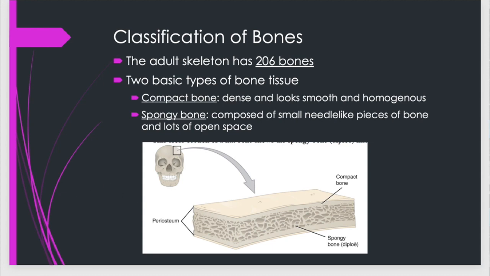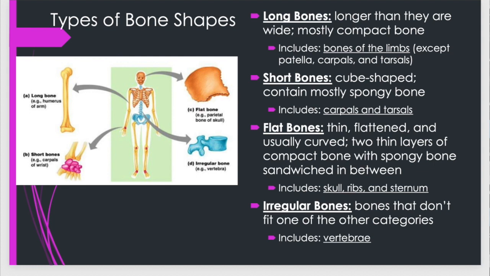There are different types of bone shapes, and we'll look at those next. There's one that's not listed here, and we'll talk about that even though it's not part of this diagram or list. But we'll start with what's here. Long bones get their name from the fact that they are longer than they are wide. They are mostly made up of compact bone. You will have some spongy bone at the ends of your long bones, but mostly they're compact bone. It's the bones of your limbs that are categorized as long bones, except for your kneecap, wrist bones, and ankle bones.